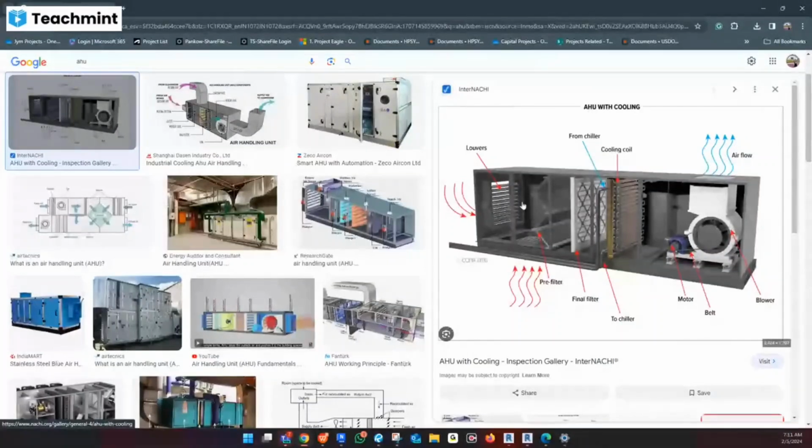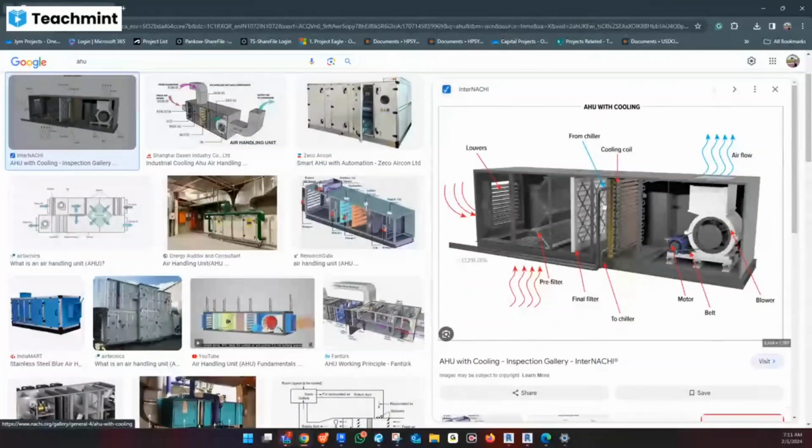Again, there is a filter that we call louvers. Outside air strikes through these louvers. There are pre-filters that remove the unwanted gases and air particles. There is a final filter. After that, you can see there are cooling coils. Even heating coils are also there in the AHU, but they are not shown in this example. So the cooling coil system is over here.